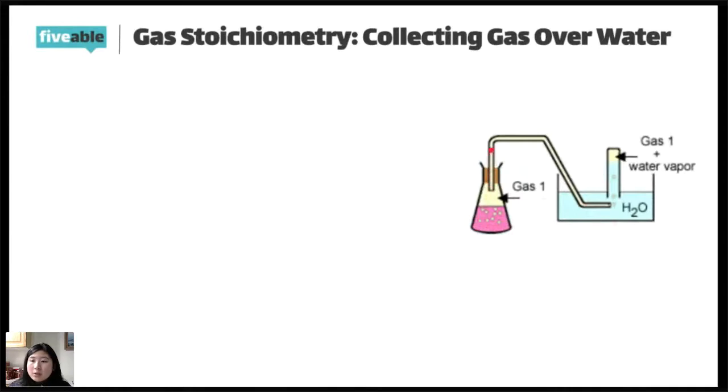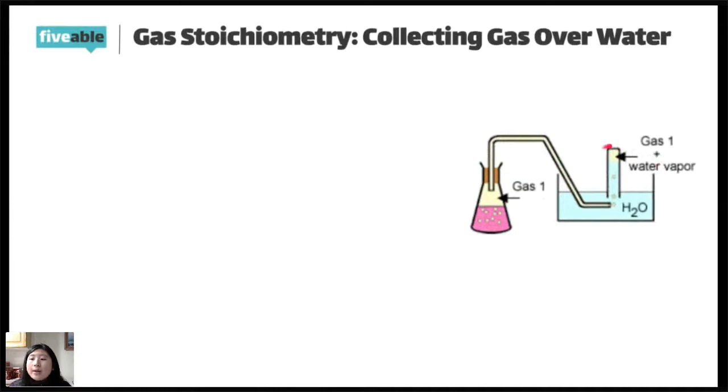So it's going through the tube. The gas is going through the tube, and then it's going through the water and bubbling up. So this is how we're going to collect it. This little end over here, that is the gas that we're collecting.